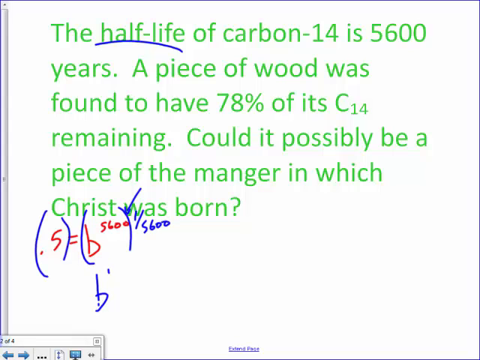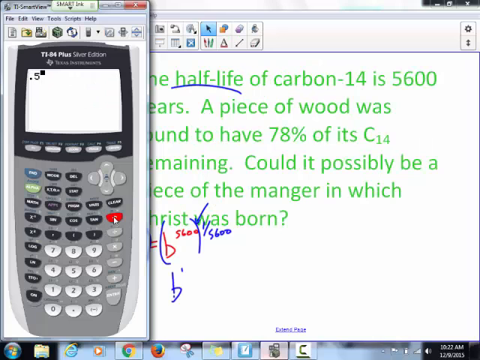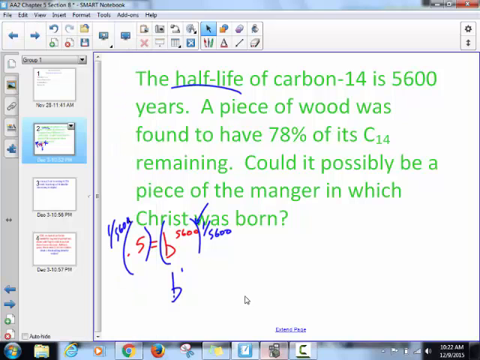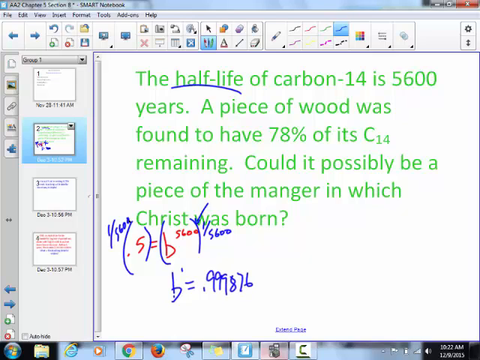So I'm going to take 0.5 to the 1 over 5,600. And what do I get? Well, let's take our calculator out and check it out. So 0.5 to the 1 over 5,600. There we go. 0.999876. I'll round right away, but we're not going to round for our answer here. So 0.999876. All right, so here's my equation. y equals a times our b, so 0.999876 to the x power.